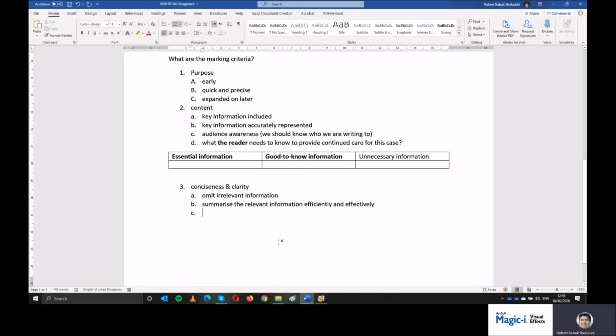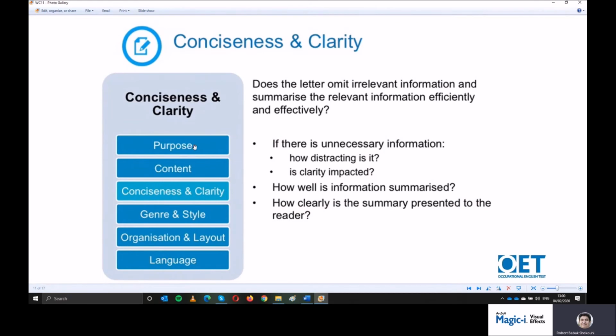So if irrelevant information is included, how distracting is it? So basically, we need a clear purpose early in the document. We need to find what the relevant content is for that appropriate audience that we are sending the letter to. We need to omit the unnecessary information, and then concise means very small but effective, but efficient. So how well have we summarized? Any problem here? No, thank you so much.